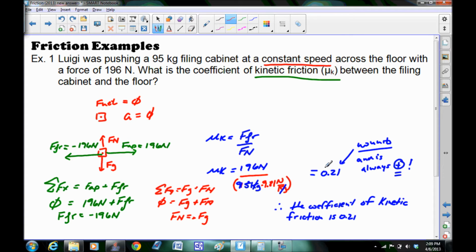I do want to point out that we did have some negative numbers here, but we ignore them when we write the final answer for the coefficient of friction. The coefficient of friction is always an absolute value. It's always positive.